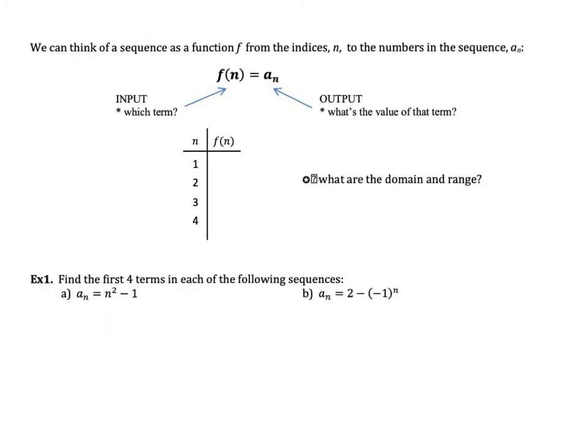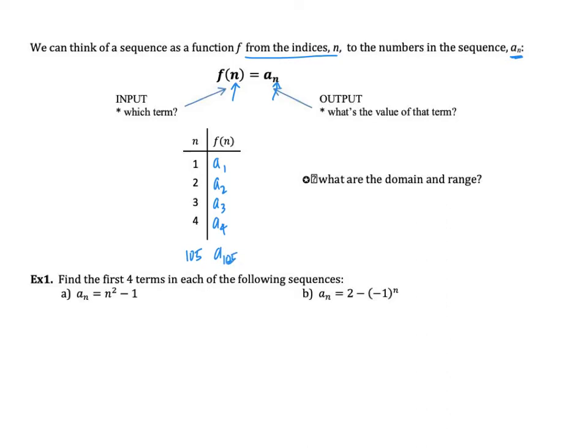Okay, we can think of a sequence as a function f from the indices n to the numbers in the sequence a sub n. So n, this is what we're inputting. We're inputting a 1 to get a sub n, our first term, right? So we put in a 1, we get our first term. We put in a 2, we get our second term. We put in a 3, we get our third term. If you input a 4, you would get your fourth term. If you input 105, you would get your 105th term.